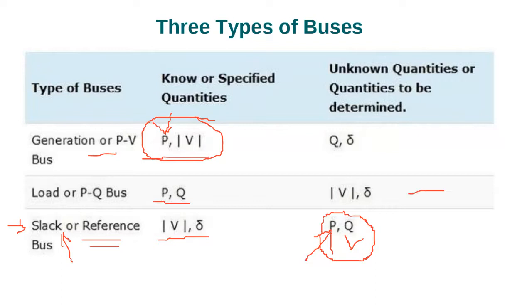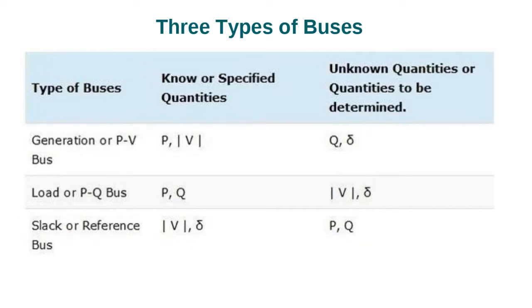And V and delta again, and Q and delta will be for the generation and PV bus. Do we need to know this? Yes, you need to know this. So what is the input and what is the output? We call this input, and this we call output.